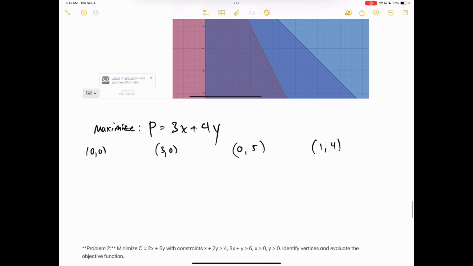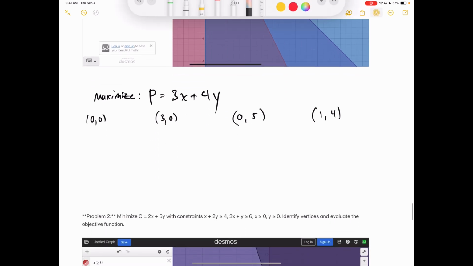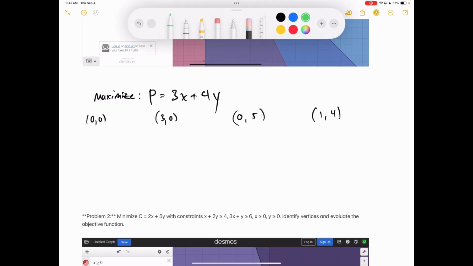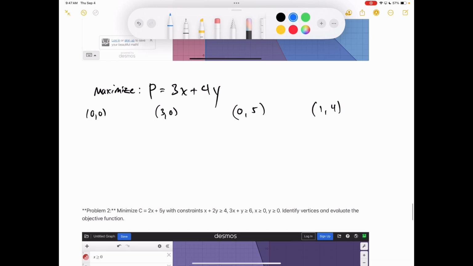So we are going to take those 4 points and plug them into the objective function there, the profit function, okay, and see which one maximizes it. So we are going to plug in 0, 0. So 3 times 0 plus 4 times 0. The 0, 0 one never really maximizes profit because that means we're creating 0 products across the board, so you're going to make $0, right?